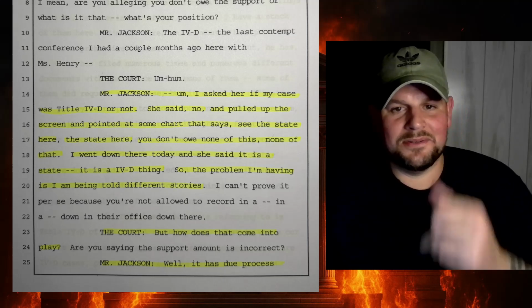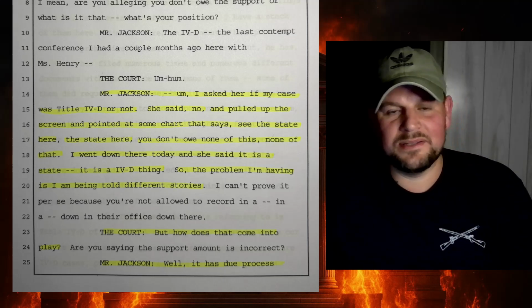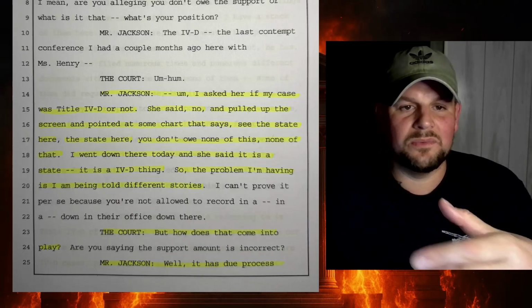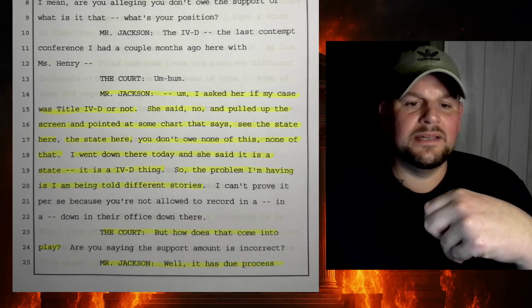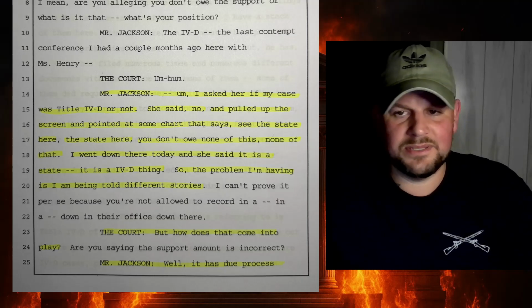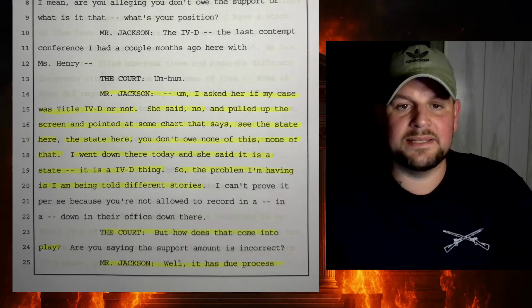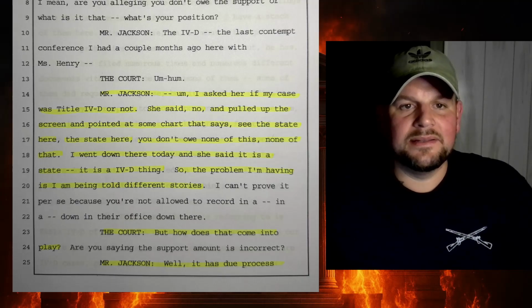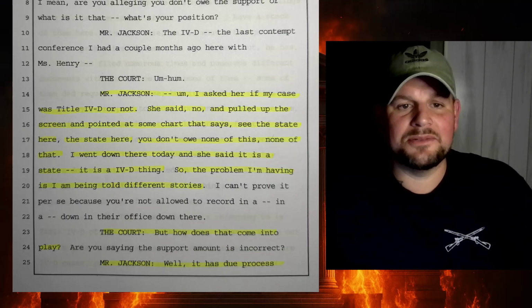So, let's see, I asked her, where it says Mr. Jackson, obviously that's me. It says the court right above it, that means the judge. And then it'll say Ms. Geiger, which is the domestic relations 4D attorney. So, let's see. I asked her if my case was Title 4D.